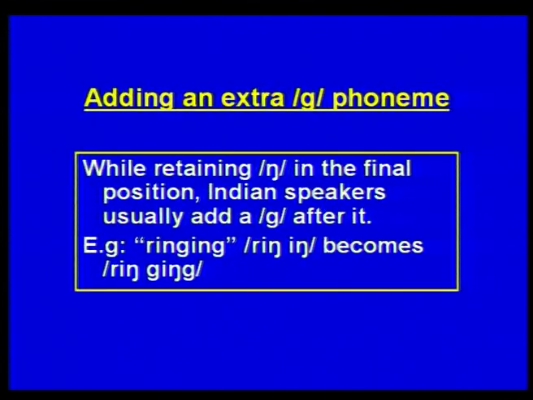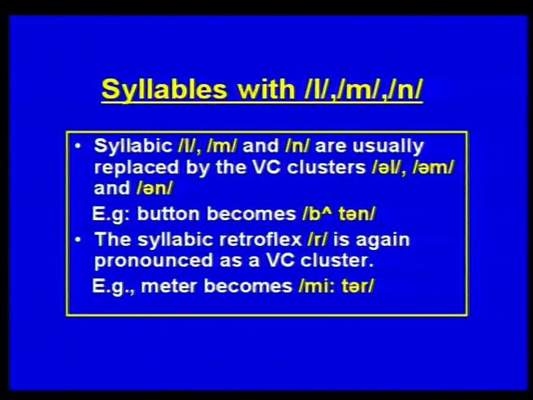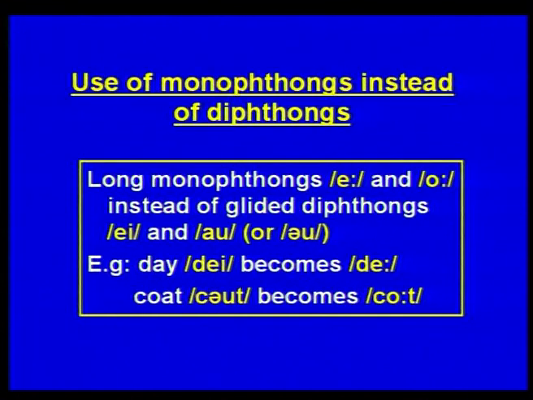And we tend to add this g to the sound. So ringing becomes ringing. A few more examples for you of how we tend to bring in the verb consonant clusters together. Like l, m, n becomes l, m, n. So button becomes button, meter becomes meter, and so on. We also tend to bring in monophthongs instead of diphthongs. So day becomes day.